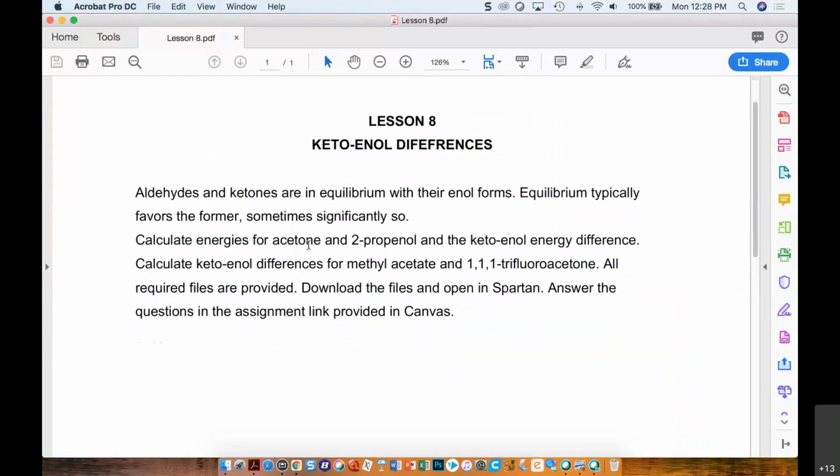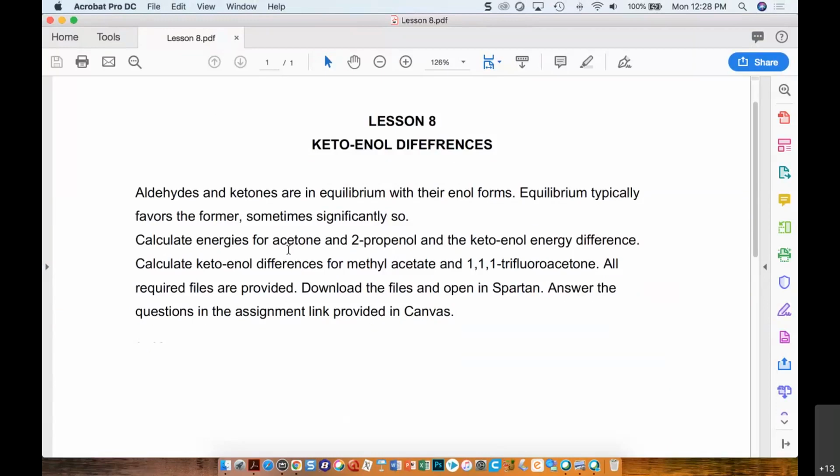I've given you 3 files. One file is labeled acetone and 2-propanol. And then we've got methyl acetate and trifluoroacetone. You've got 2 more files. So what I want to show you is what's happening here. I've already built them. I've calculated them. I just want you to analyze them. Hopefully that removes the stress of building all these molecules.